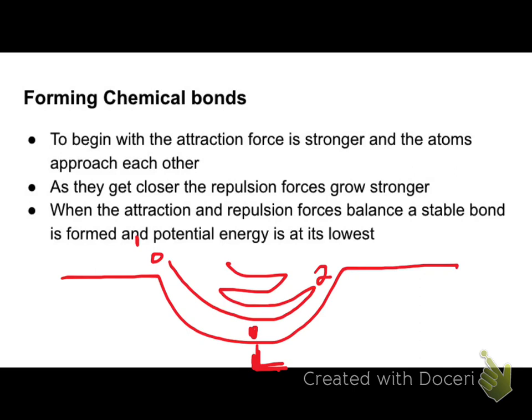Okay? And that's going to be a distance. There's going to be a distance between those two atoms. So at 1, that distance would be very far apart. They just begin to attract each other. At 2, that distance would be too close. The repulsion forces would be too strong for the bond to be stable. And so at that lowest potential energy, that's where the stable bond forms.